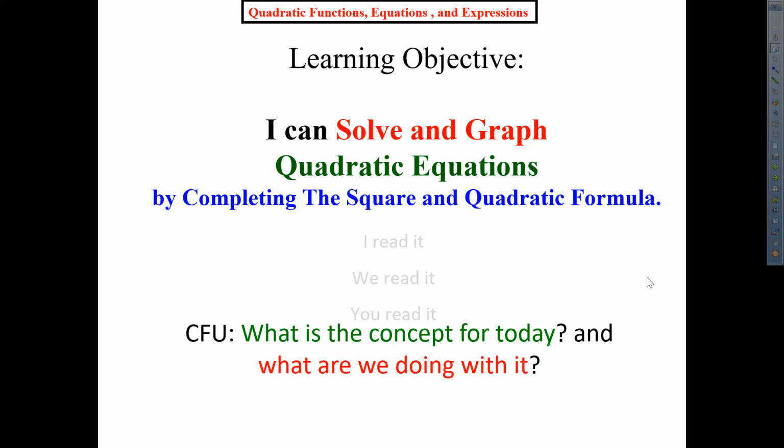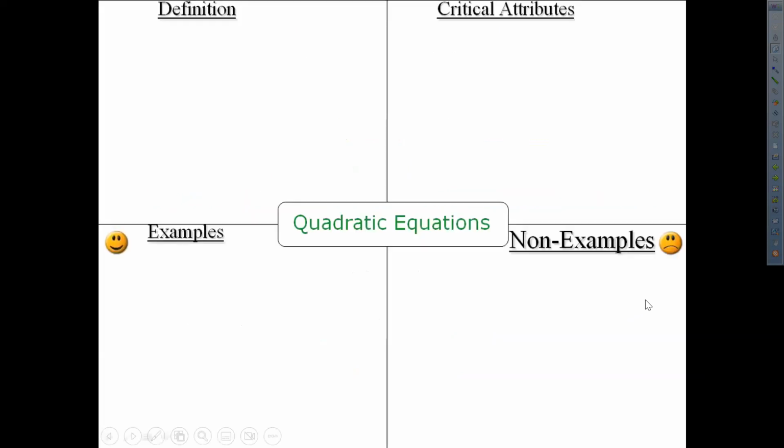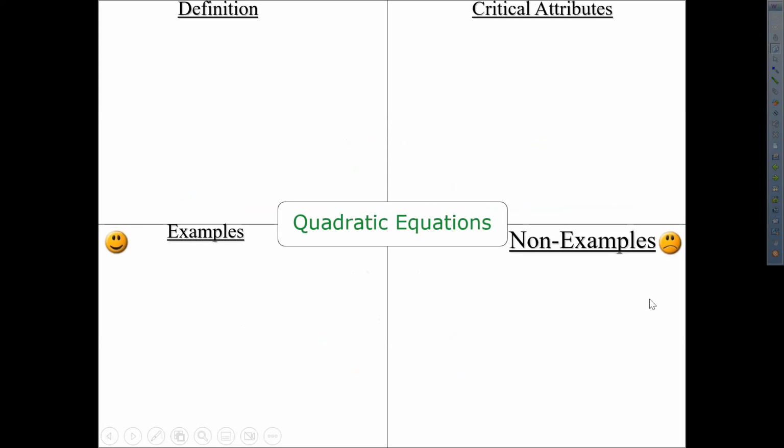All right, so our concept for today, we're in quadratic equations. We don't need a Frayer model because we already have the notes for that one, but let's see if we remember what quadratic equations are. Share with your neighbor, see if they remember the definition. Looks like Alyssa's got it. Very good, Alyssa. Steve's got it. All right, Steve, let's go.